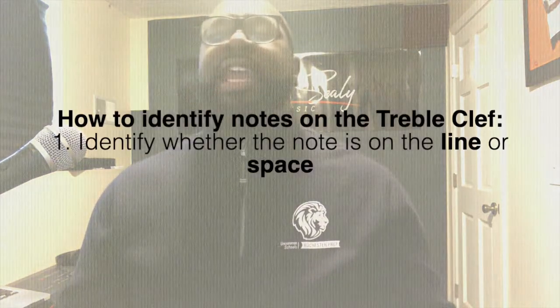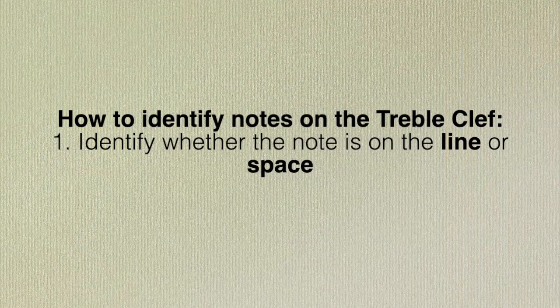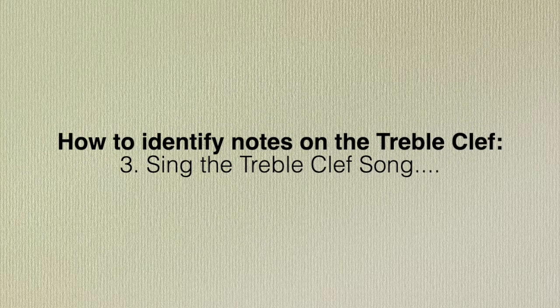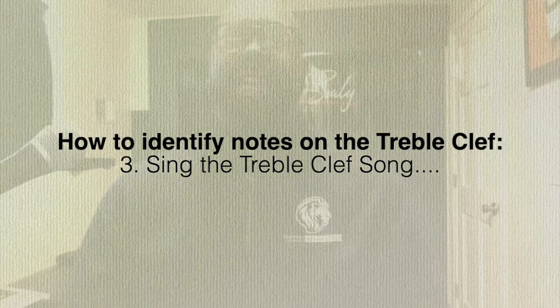And each line or space has a different letter name or a pitch. A pitch is the sound that the note makes, okay? Every letter name has a certain pitch, and we put them on the staff and it tells us what we're supposed to play. Now how do we do that? There's a process that we use. The first step is we need to identify whether the note is on the line or the space. Second step is what line or space is it on. And then the third step is we sing this little song that helps us remember what the lines and spaces are. And we're going to get to that in a second.